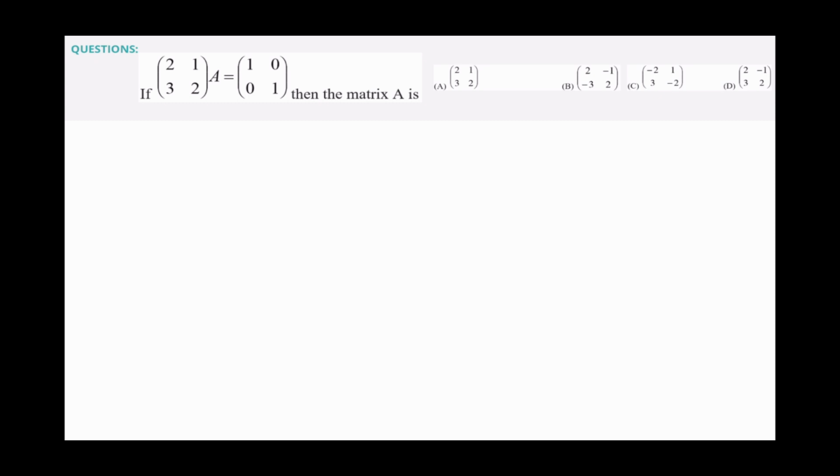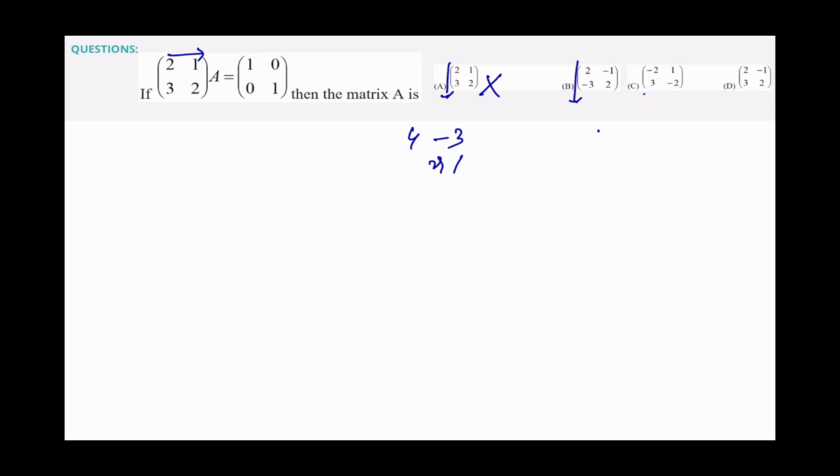Let's see the next one. Now if this into A is equal to this, then what is the value? So what will you do? Multiply, simple. Option checking, multiply. You take one row and one column from any option. If I'm taking this column, what am I getting? If both are positive, it won't give me 1. So 1 has to be negative, so this you can directly cancel. If I multiply with this, 4 minus 3, it can give me 1.